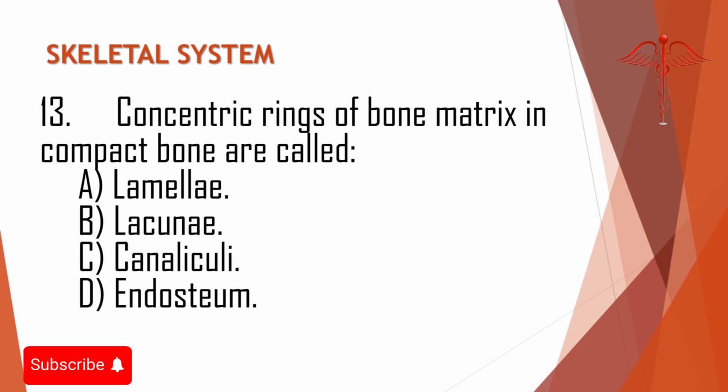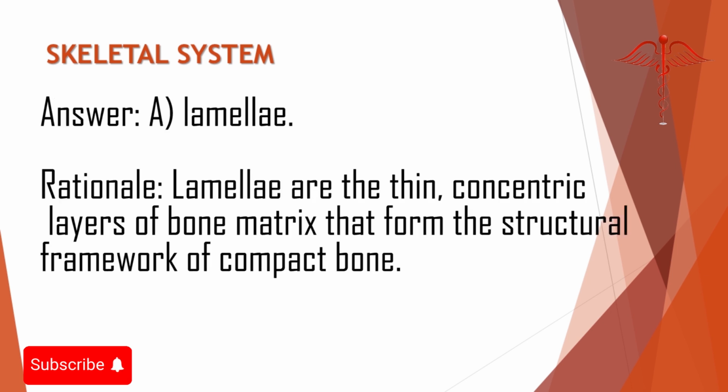13. Concentric rings of bone matrix in compact bone are called A. Lamellae, B. Lacunae, C. Canaliculi, D. Endosteum. Answer: A. Lamellae. Rationale: Lamellae are the thin, concentric layers of bone matrix that form the structural framework of compact bone.